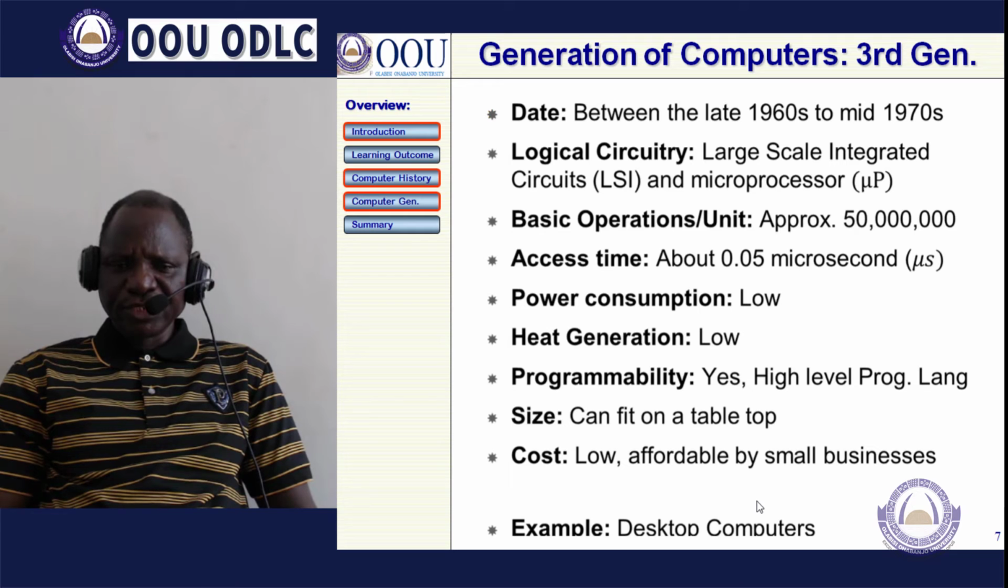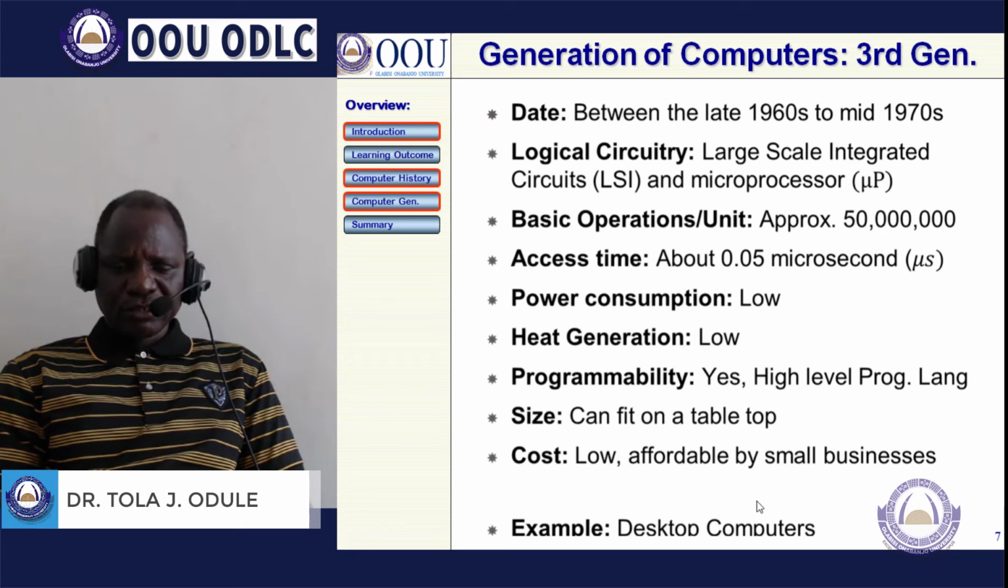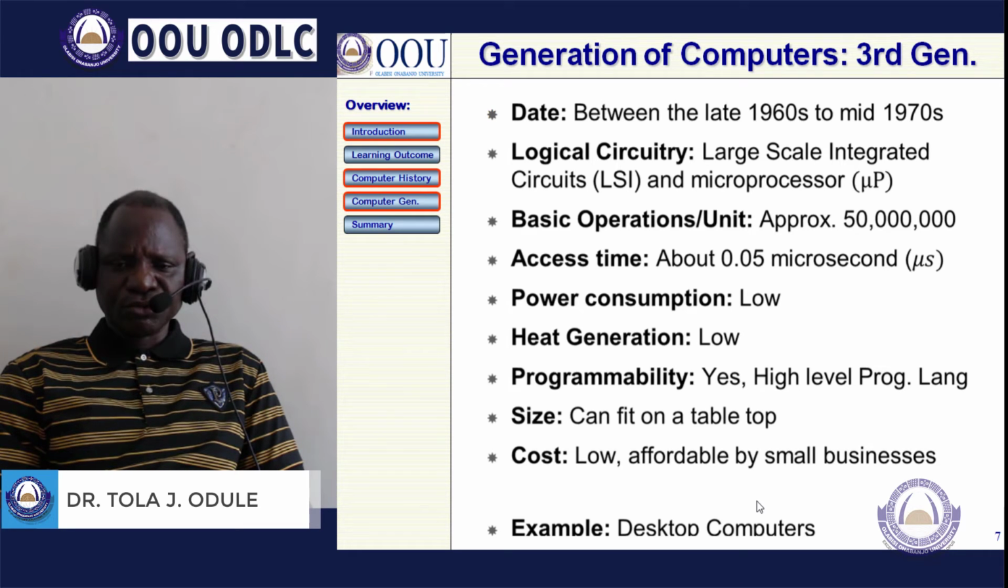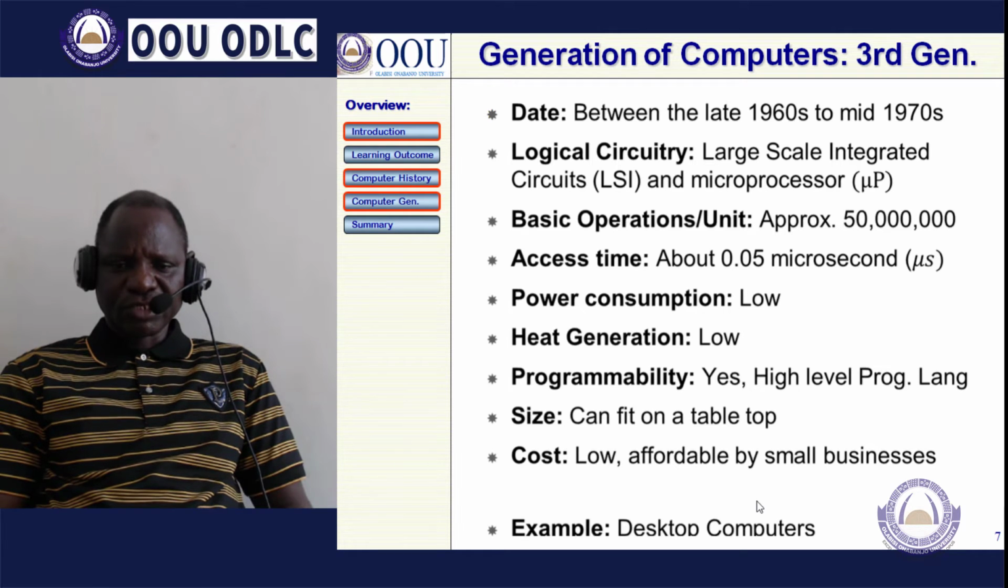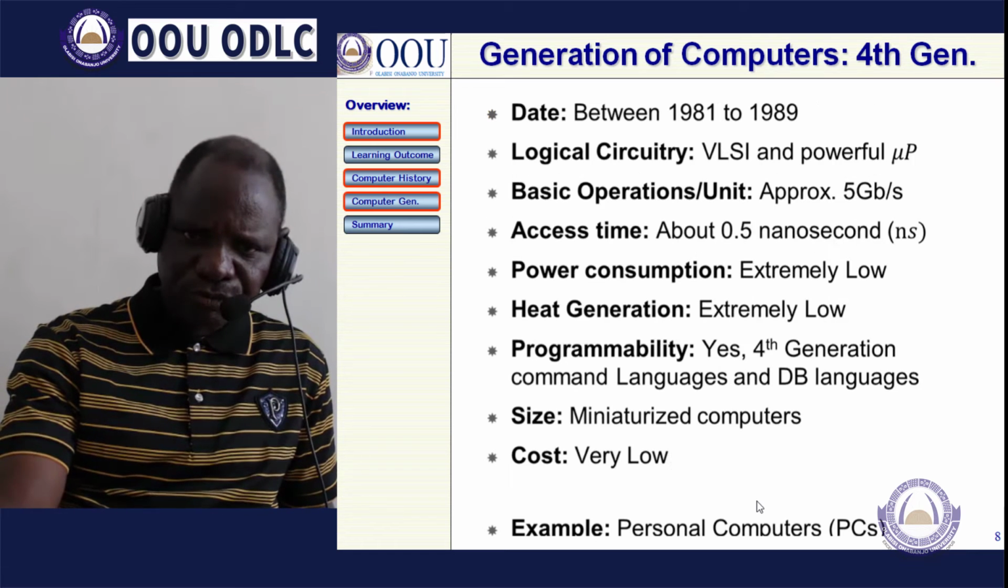They continued the era of programmability, and they were able to be programmed using what is referred to as high-level programming procedural languages. We'll still come back to that as well. In terms of size, they can always fit on a tabletop, and so they are normally referred to as desktop. The cost is low, and can be afforded by small businesses. Examples include desktop computers.